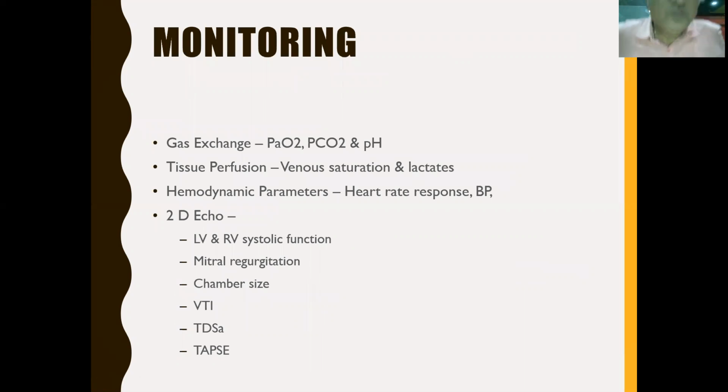So what are the monitoring things which we are going to do? One is gas exchange, that is PO2 levels, PCO2 levels, and pH of the patient. The second thing, the most important, is tissue perfusion, especially in case of VA ECMO. So you have to keep a watch on venous saturation and lactate levels, and hemodynamic response, the heart rate, with the patient developing tachycardia while you are coming off ECMO or weaning the ECMO. That is not a good sign. Patient BP fluctuating, that is not a good sign.